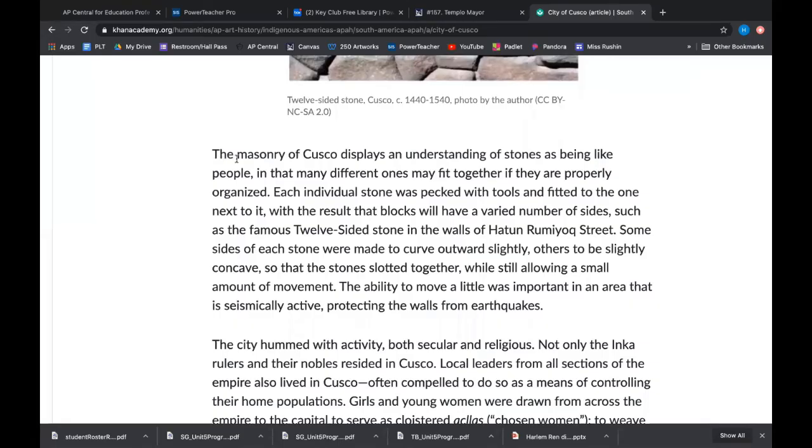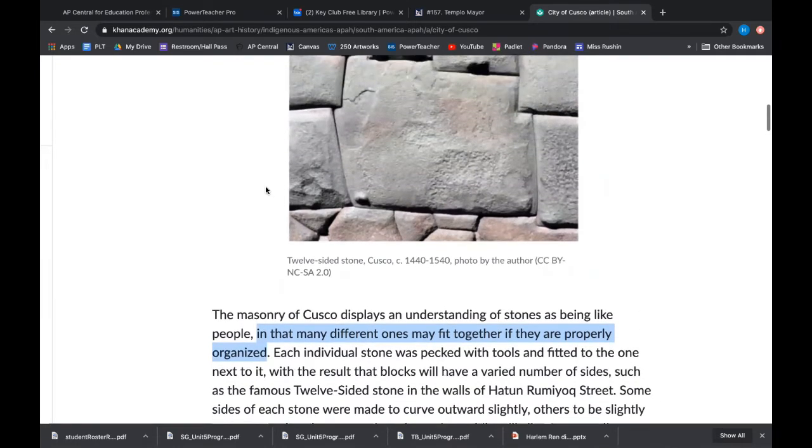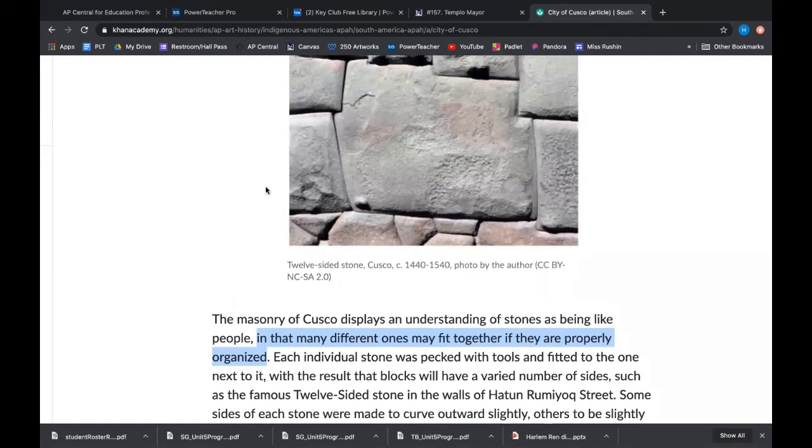Okay, the masonry of Cuzco, and masonry is just stonework. So the stonework of Cuzco displays an understanding of stones as being like people, in that many different ones may fit together if they are properly organized. Each individual stone was pecked with tools and fitted to the one next to it, with the result that blocks will have a varied number of sides, such as the famous 12-sided stone in the walls of Hatun Rumiyoc Street.